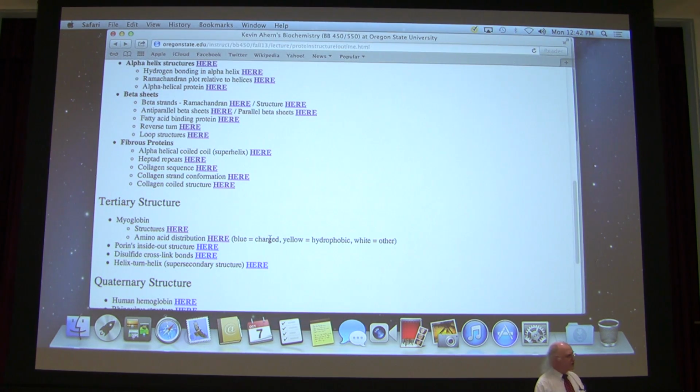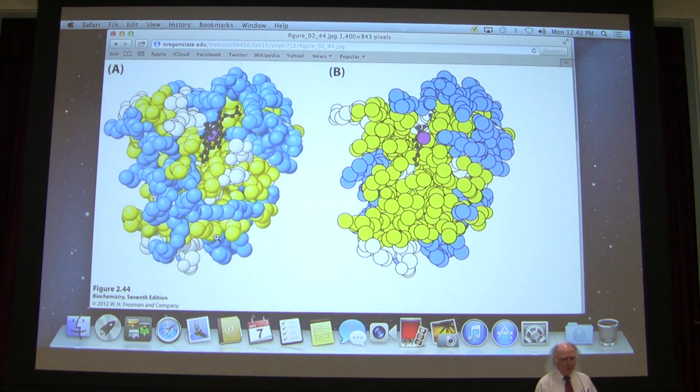Notice here, blue is charged, yellow is hydrophobic, and white is other. What you see on the screen for this particular globular protein is that there's a bias in the amino acids in this overall structure. Polar or charged things tend to be on the outside of the protein. Nonpolar, uncharged things tend to be on the inside of the protein.